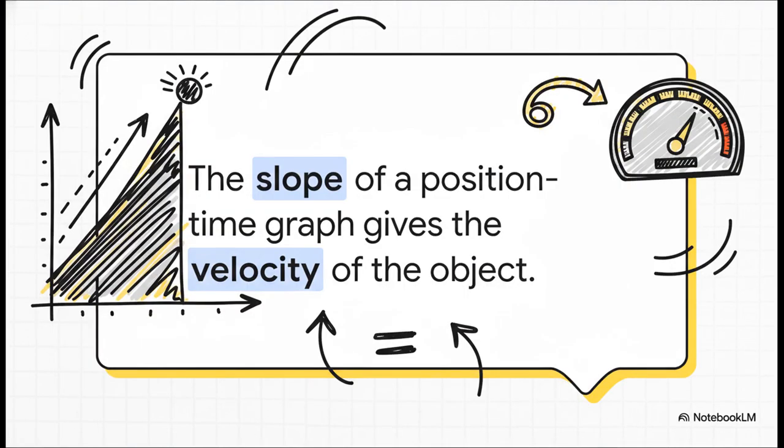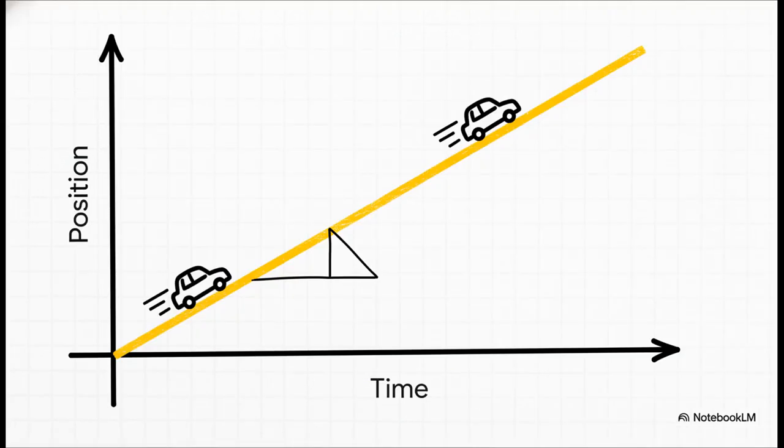And if you take away only one thing about these graphs, let it be this: the slope of the line, how steep it is, that is the velocity. That's the secret. A really steep line means a really high velocity. It's that simple. So, check out this example. We see a straight line sloping steadily upwards. This tells us that an object is moving away from its starting point at a perfectly constant pace. Because the slope isn't changing, we know the velocity is constant.